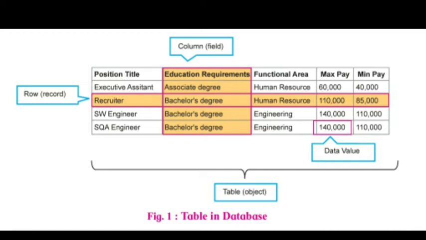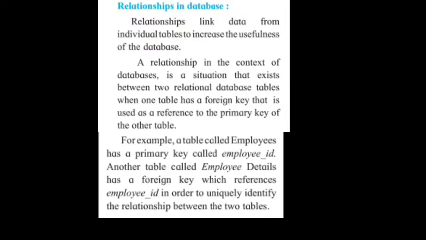If we wish to add a few more columns, the database will still give you permission to add multiple columns with multiple records. Now guys, we are going to focus on relationships in a database. How can we create or establish the relationship between multiple tables? That I will show you with one example. First of all, relationships link data from individual tables to increase the usefulness of the database. How it provides and shows important data, we will see by taking one example, so that all the concepts become easily clear to you.